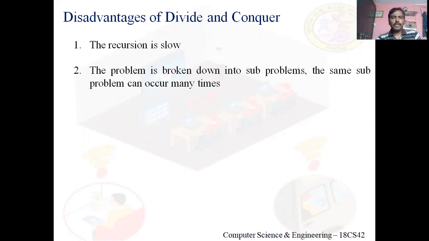Now coming to the disadvantages of the divide and conquer strategy. I used to tell you divide and conquer is the faster one, the fastest algorithm compared to the brute force strategy. I used to tell you divide and conquer is very fast. But here, the first disadvantage I have stated is that recursion is slow.